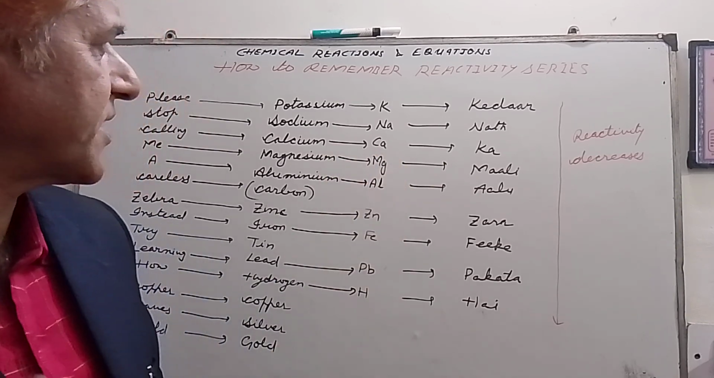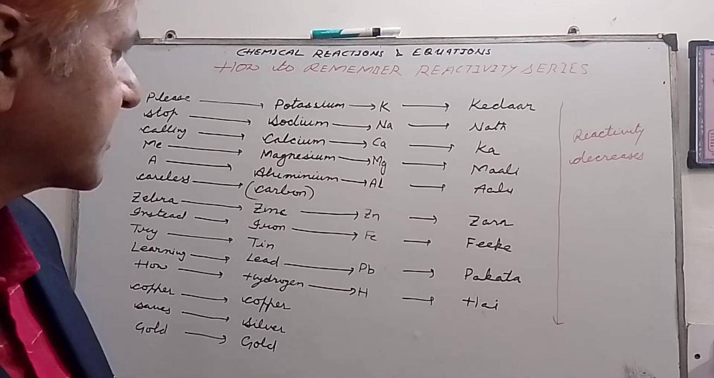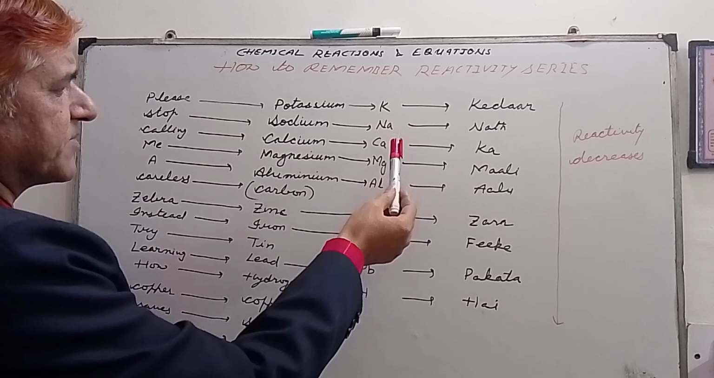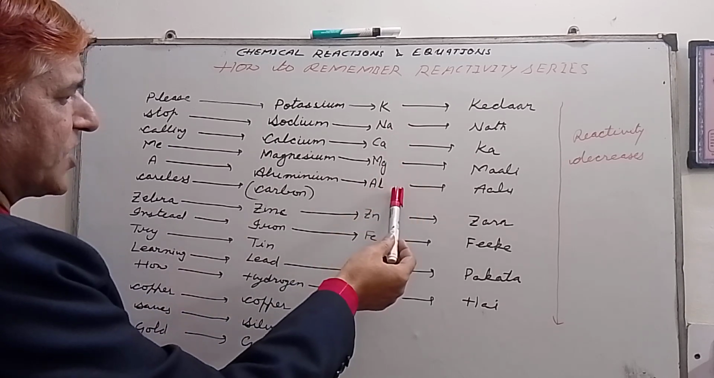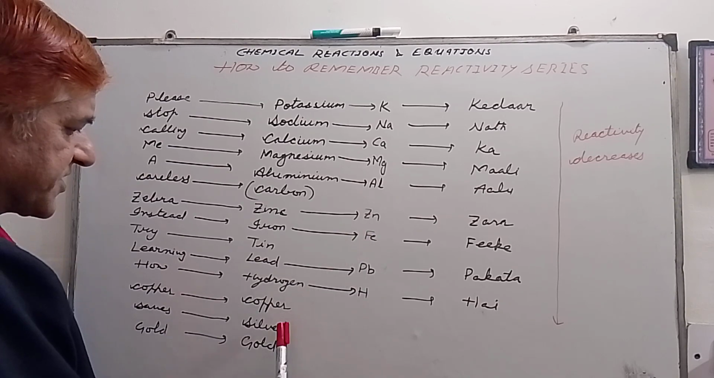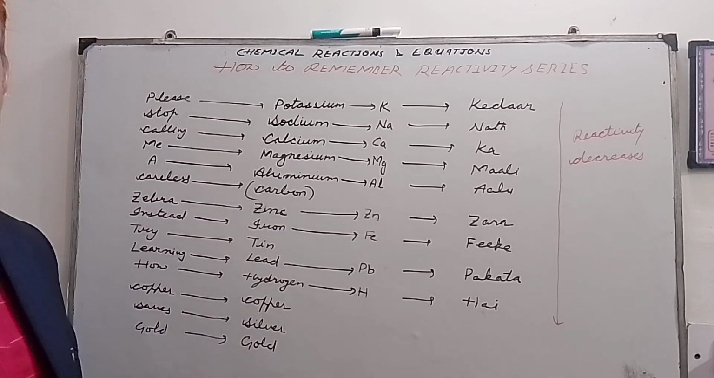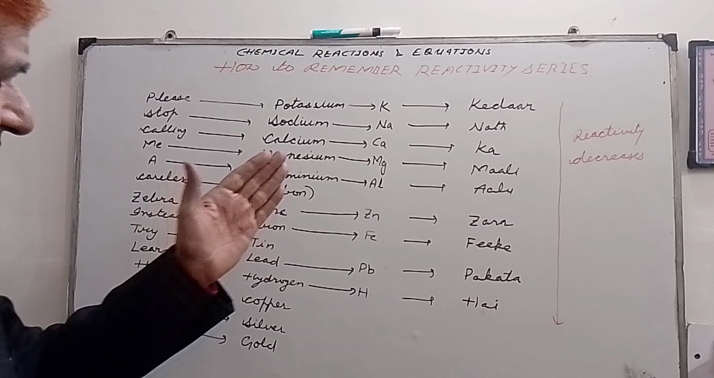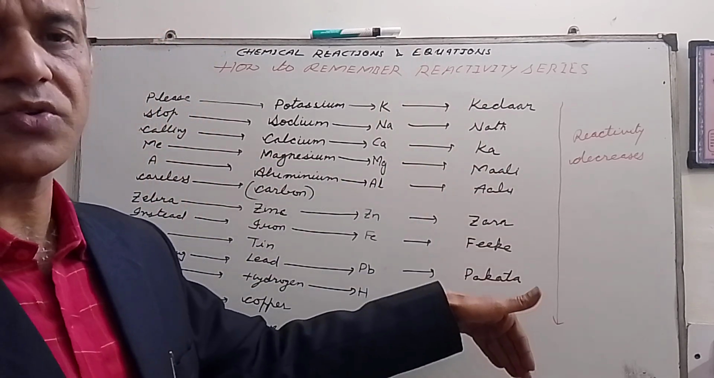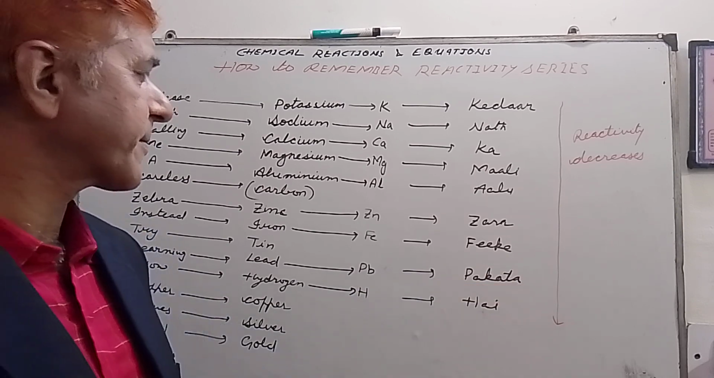Once again I am repeating which metals come in this reactivity series: potassium, sodium, calcium, magnesium, aluminium, zinc, iron, lead, copper, silver, and gold. These are the metals coming in this reactivity series, and as we go down the series, reactivity decreases.